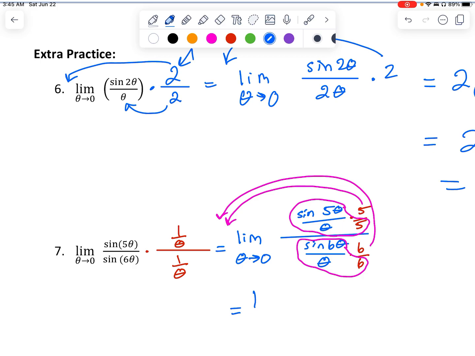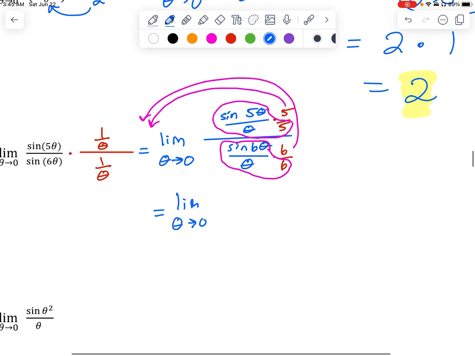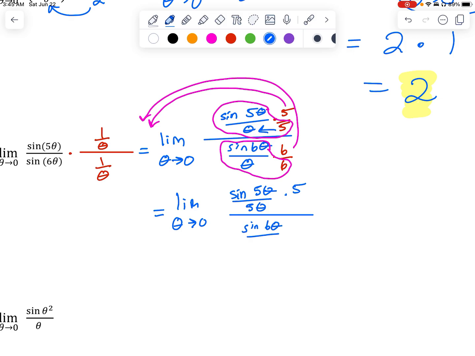So I'm going to rewrite that a little bit. Theta goes to 0. Now I'm going to move this 5 with the theta, so I have sine 5 theta over 5 theta, and I still have that leftover 5. Then I have sine 6 theta times 6 theta times the leftover 6. The leftover 5 over 6 will come out to the front.